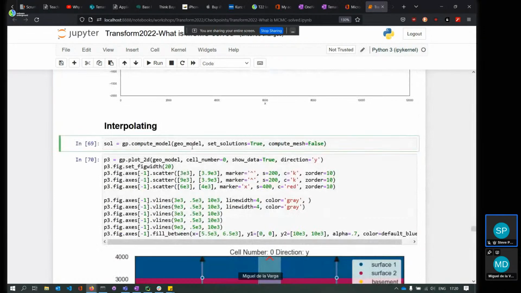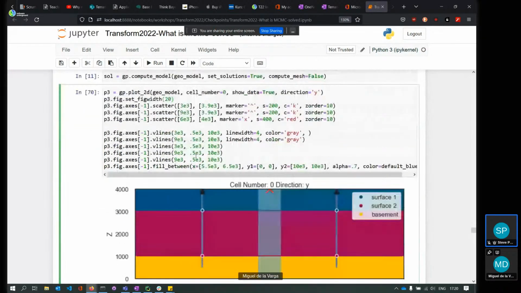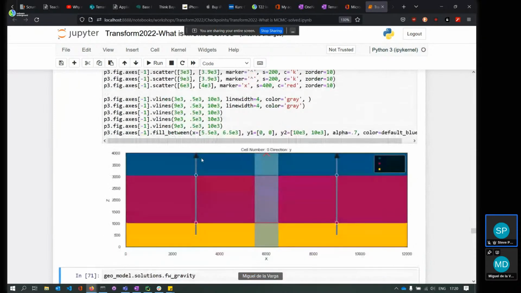Yeah, so now we are just interpolating the model with GemPy. And now we are using just GemPy functions to see the whole space interpolated. So this is happening in 3D. For the tutorial that we are looking at the moment, it's not interesting. If you are interested in GemPy, again, I have the last 2 workshops I did in Transform. It was all about that.